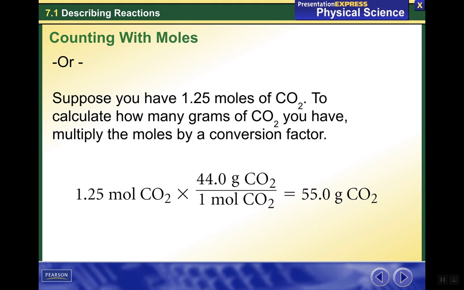Or suppose that I have 1.25 moles of carbon dioxide. That's what I'm given in the problem. And I have to calculate how many grams of carbon dioxide I have. So I look at the CO2 and I calculate the molar mass, which I know is 44. And this time, since I'm given 1.25 moles, I'm going to multiply that by 44 grams over 1 mole. I use that conversion factor because the mole is on the bottom. And that's the same as the unit that I was given. So now my moles cancel out, and I get 1.25 times 44, which is 55 grams.